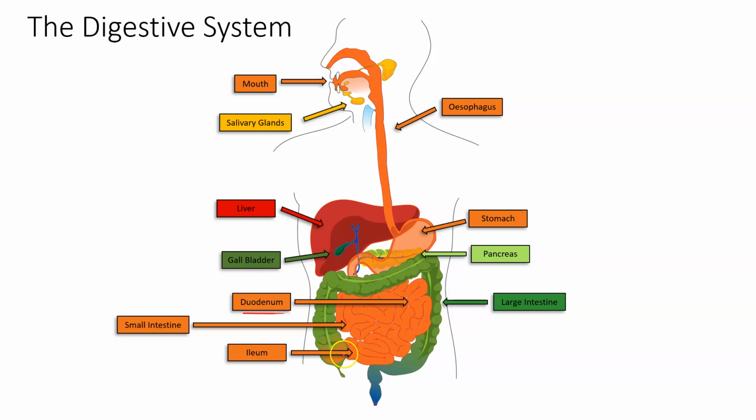Post small intestine, we come to the large intestine, which is actually a much larger tube than the small intestine, with an incredibly different role than the small intestine has. Once we exit the large intestine, we get to the rectum, and then ultimately to the very end, the anus.